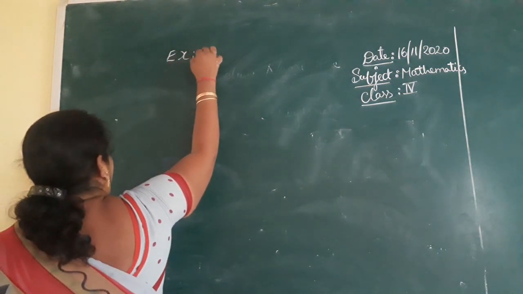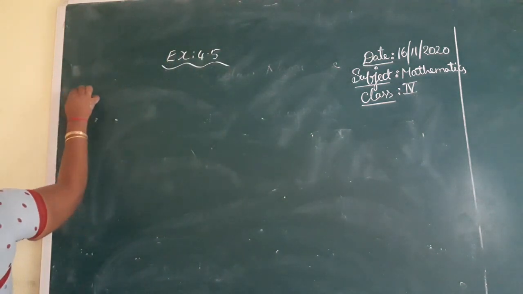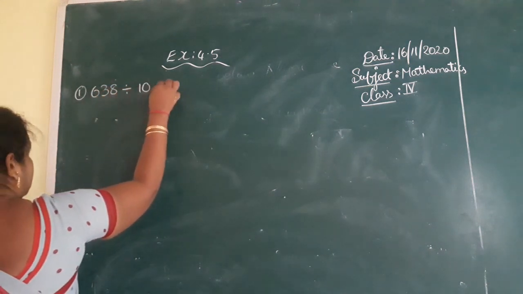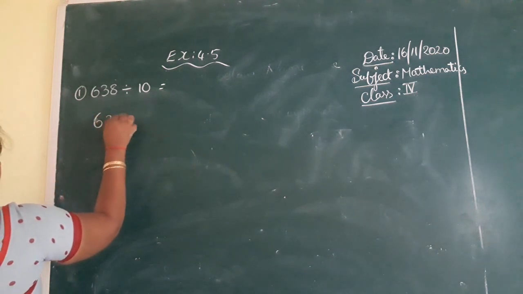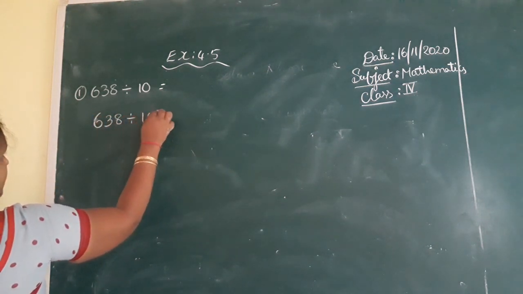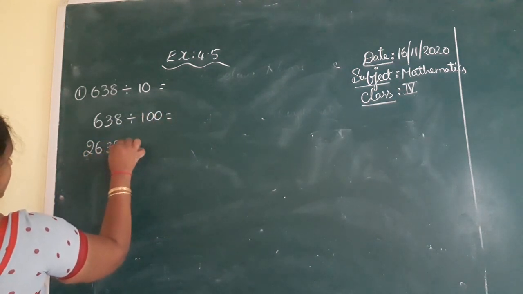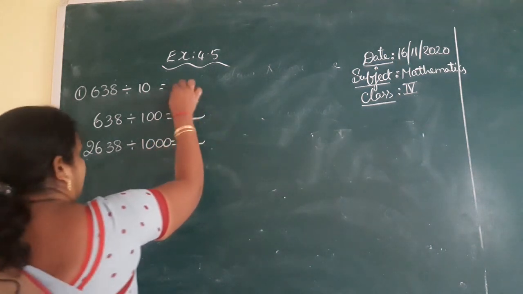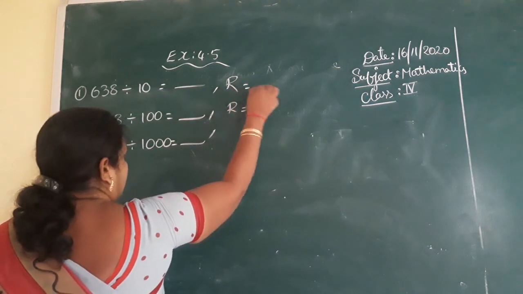Exercise 4.5. See the first one. 638 divided by 10. Children, if you observe, if you divide a number, for example 638 divided by 100, 2638 divided by 1000, they give numbers like that. How you will write the remainder and quotient in each case, I will explain now.